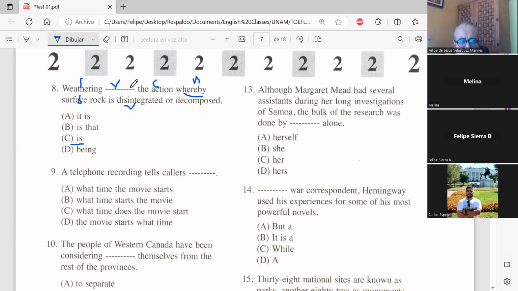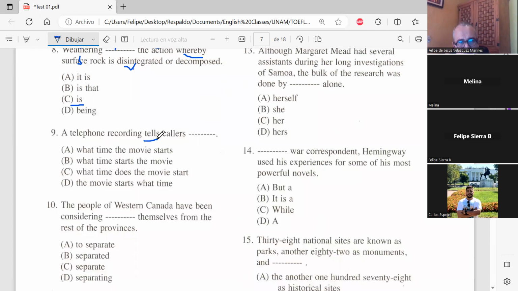Teacher, and can you translate this? I don't understand. But how do you answer this? Because I understand the structure. That's all. And how can I translate it? Well, let's translate it with a translator, and that's it. Well, I know how to translate it, no? Weathering in this case is la acción del clima, el efecto del clima en general. El efecto del clima es la acción por medio de la cual la roca superficial se desintegra, descompone. So, for example, here, tells is a verb.